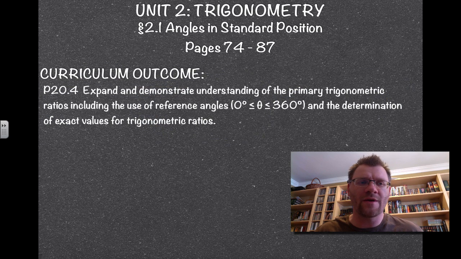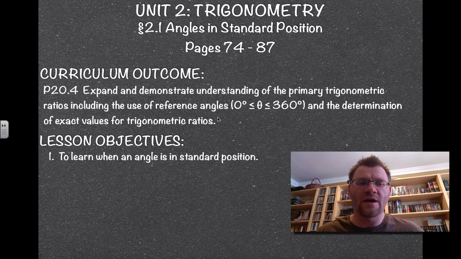Our curriculum outcome is 20.4, where we need to expand and demonstrate understanding of the primary trigonometric ratios, including the use of reference angles, where your angles are between 0 and 360 degrees, and the determination of exact values for trigonometric ratios.